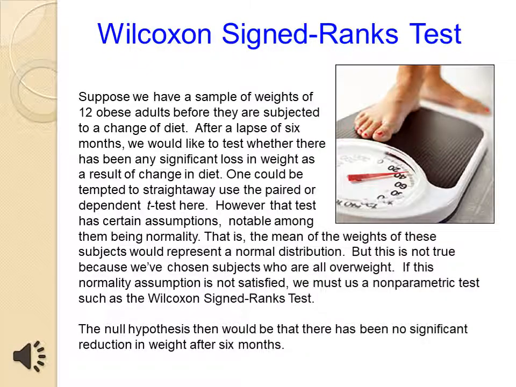Here is an example of when to use the Wilcoxon signed ranks test. Note that in this case the variables are not ordinal, but ratio. However, the nonparametric test is used as the data do not represent a normal distribution, since only obese individuals were chosen for the study. Pause the presentation to take time to read about this study.